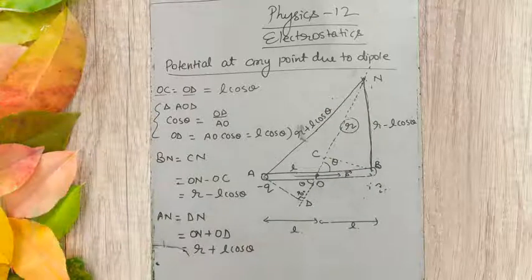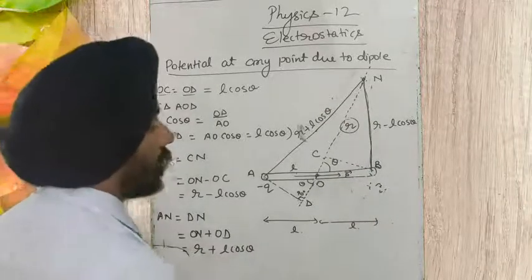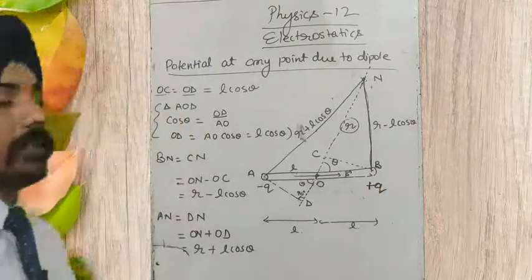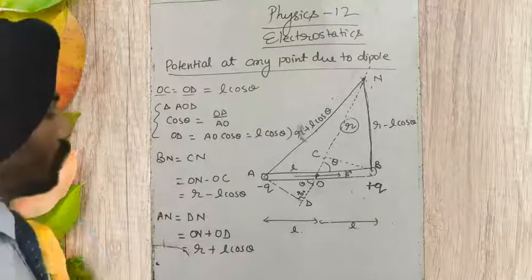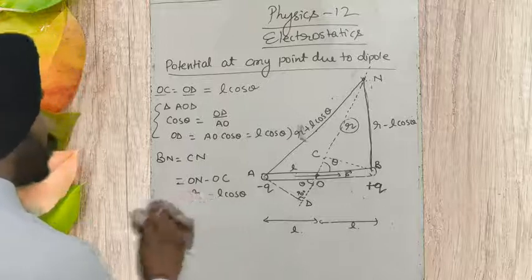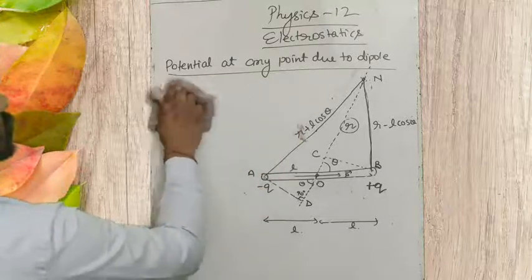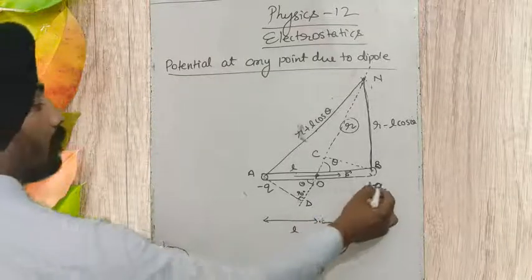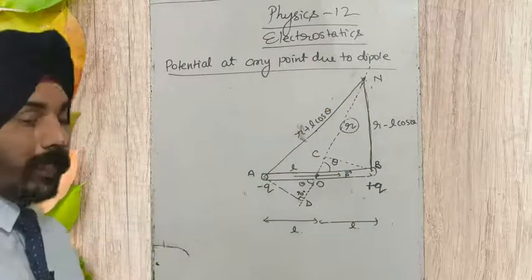Okay. So now we have calculated the two distances, of charge plus q and charge minus q. When we have the distances of the charges from the point in question, by applying the formula of potential, we can easily calculate the value of potential at point N. So here I am going to calculate the potential due to plus q charge at N, and then due to minus q charge at N.